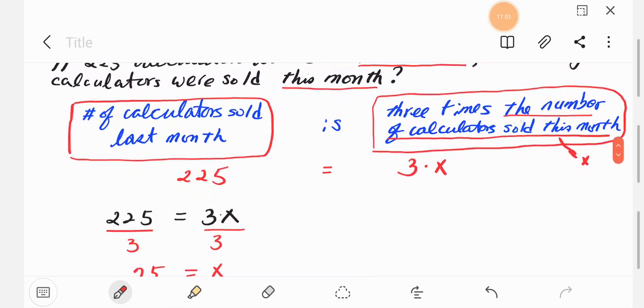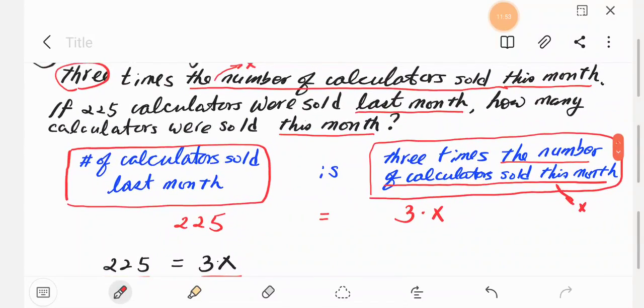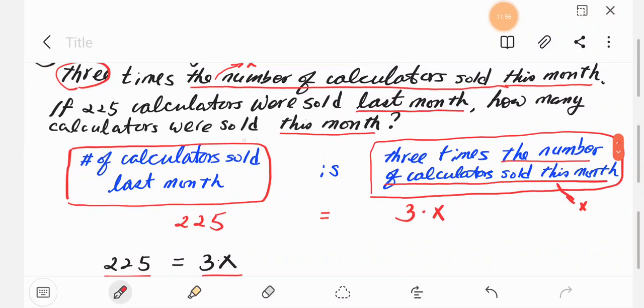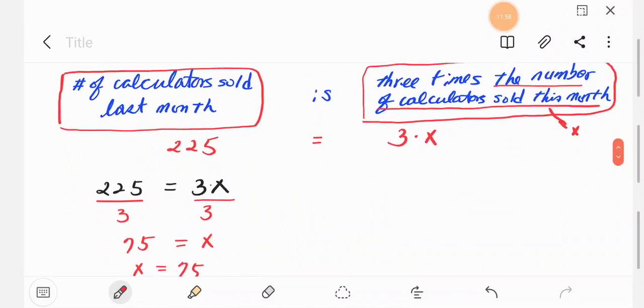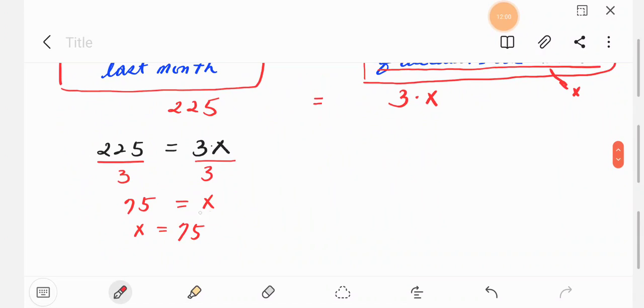So what's the value of X? The value of X is the number of calculators sold this month. How many calculators were sold this month? That is X, right? X. So 75 calculators were sold this month.